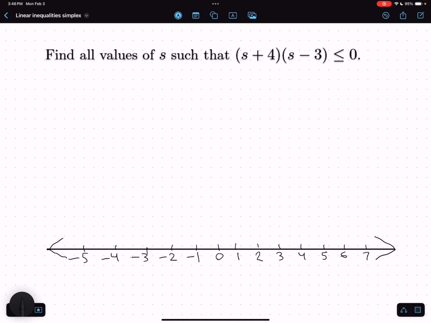In this video, we're going to be solving this problem on nonlinear inequalities in Algebra 1. The problem statement says, find all values of x, or s in this case, such that (s + 4)(s - 3) is less than or equal to 0. So this here is an example of a nonlinear inequality.